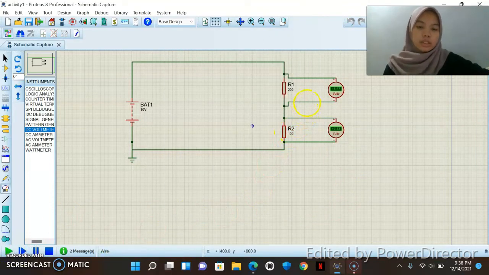As shown here, the voltage with a load of 200 ohm is 6.67 volt, and for 100 ohm is 3.33 volt.